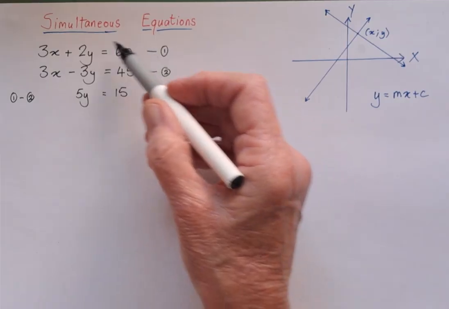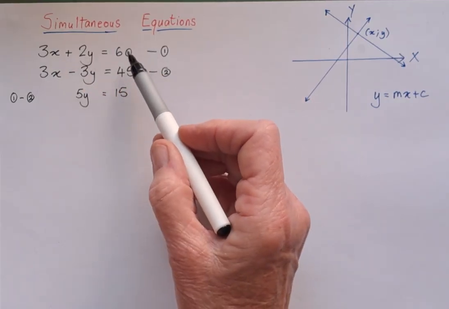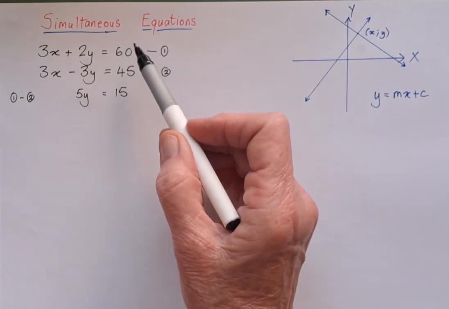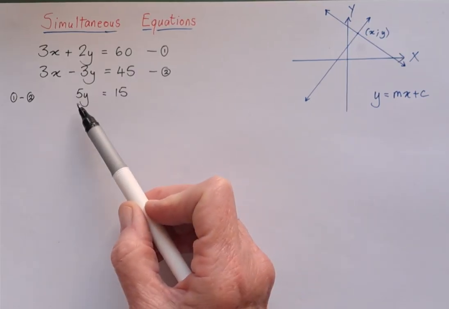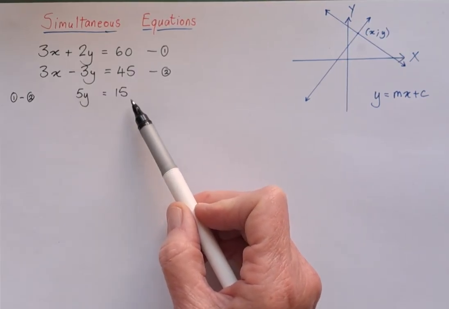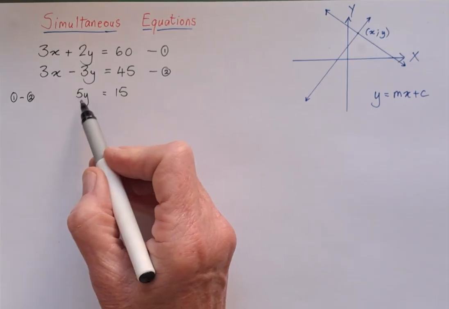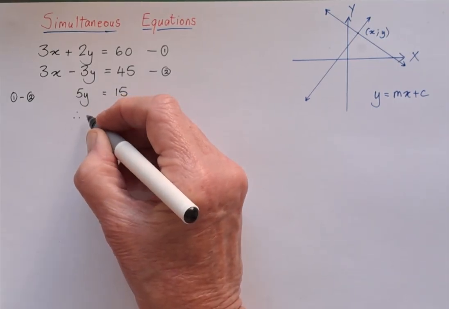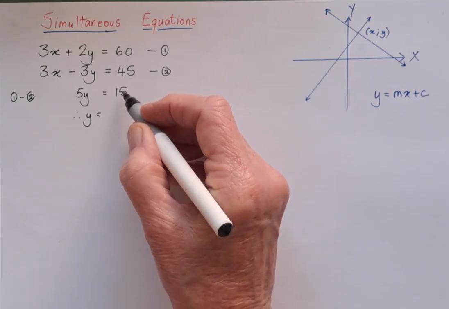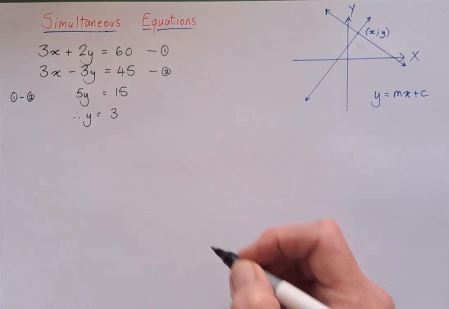So just in knowing what to do with those two, that looks really complicated, a whole lot of stuff going on there. Just by making the correct decision, we've brought it right down to this point, where to get y on its own, I need to divide by 5, divide by 5. So therefore y is going to be 15 divided by 5 is 3.